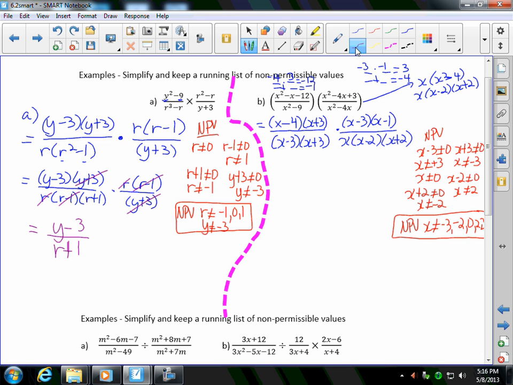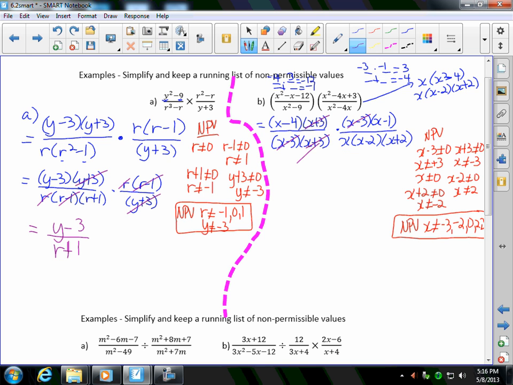Only cancel top to bottom. So x minus 3 and x minus 3, x plus 3 and x plus 3. And that's it. I can't get rid of anything else that I can see.